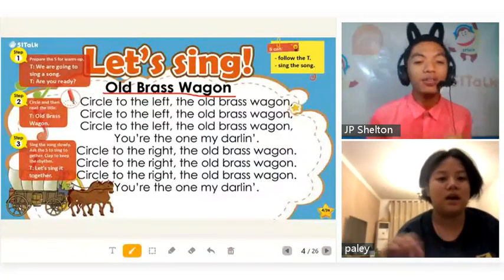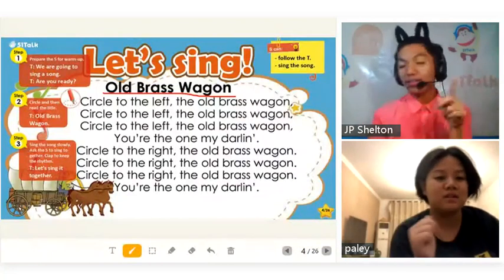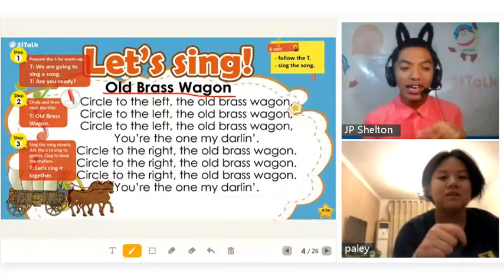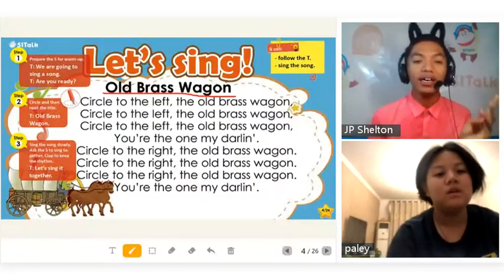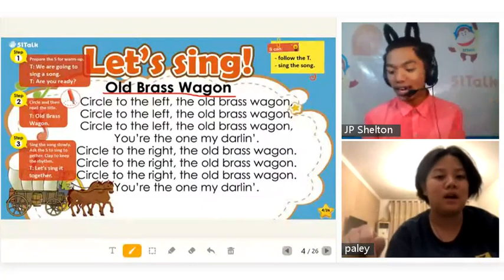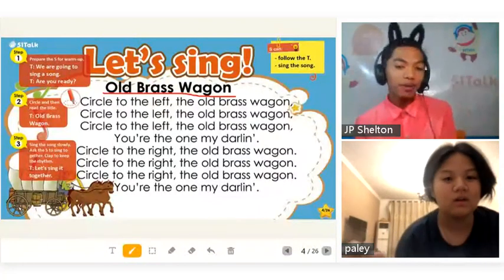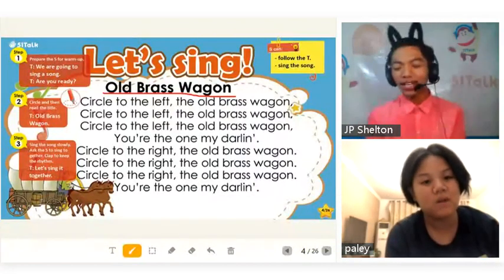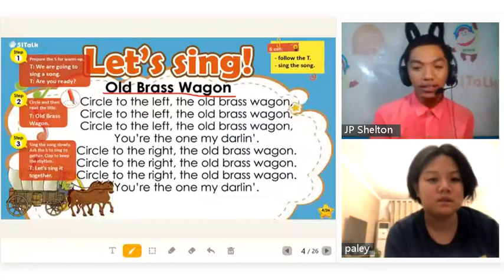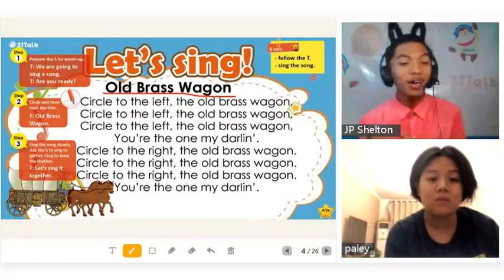Circle Circle to to the left, the the old old brass brass wagon. wagon. Circle to Circle to the the left, the old brass brass wagon. wagon. Circle Circle to to the the left, left, the the old old brass brass wagon. wagon. You're You are the the one, one, my my darling. Circle to the left, darling. The the old old brass brass wagon. wagon. Circle to Circle to the right, the the old old brass wagon. wagon. Circle to Circle the to right, the the old old brass brass wagon. wagon. You're You are the my one, my darling.